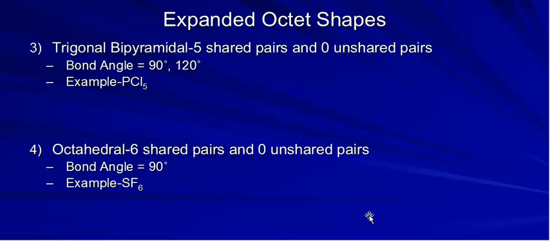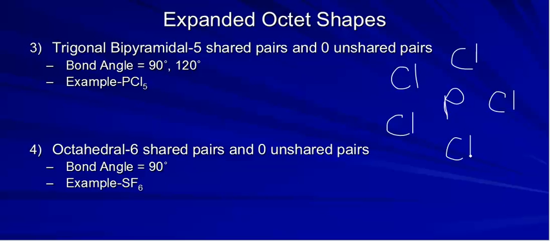Number 3 in the expanded octet is trigonal bipyramidal. This has 2 bond angles, PCl5. And again, when you draw this on a flat surface, it does not look like it does in 3-dimensional space. But PCl5, without drawing all the dots around the chlorine, chlorine has 7, so I'm just going to put 1 there. P has 5, so it works out really nicely because phosphorus is going to donate 1 to each chlorine. There's 5 shared pairs of electrons around the P, 0 unshared. And this is a trigonal bipyramidal with the 2 bond angles, 90 and 120.